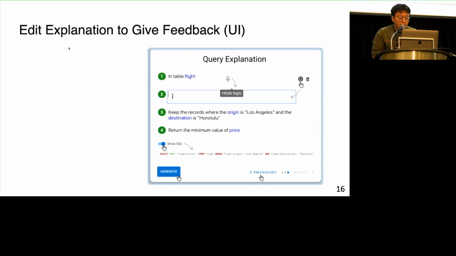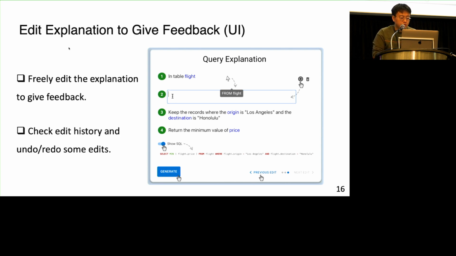Through our highly interactive explanations, if the user detects any errors, they can freely edit the explanation to give feedback. As shown in our UI, the user can add a new step, delete an existing step, and they can also edit an existing step through free-form natural language. After the user edits these explanations, SQLucid regenerates the query. And the user can also check the edit history and undo or redo some edits anytime.